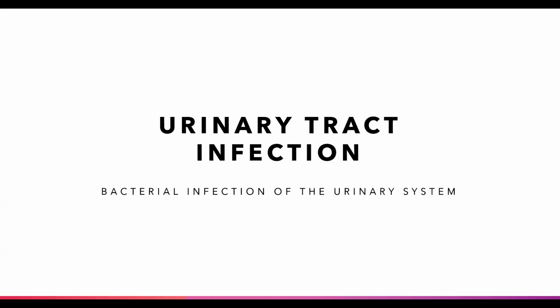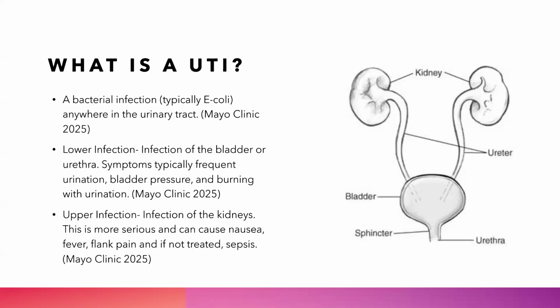All right, so today we are going to talk about urinary tract infections. These are a bacterial infection of the urinary system. All right, so what is a UTI? This is a bacterial infection. It is typically caused by E. coli. Other bacteria can cause it, but it is typically an E. coli strain anywhere in the urinary tract.